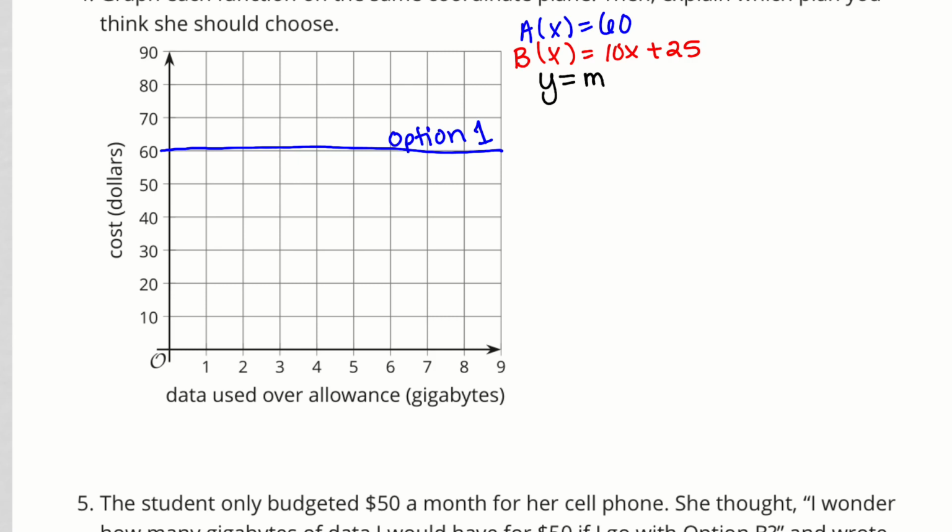That is technically an equation in slope-intercept form. Look at this, mx plus b. So I'm going to start at my 25, and then I'm going to go up 10 and to the right 1. And I'm going to connect my points. This does not have to be perfect on yours. That's why I like to do a lot of points, so it's easier for me to connect them. Whoops, let me erase that. So there is my line for option 2.